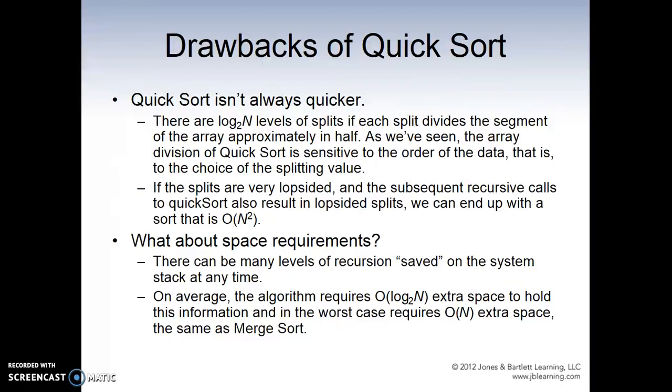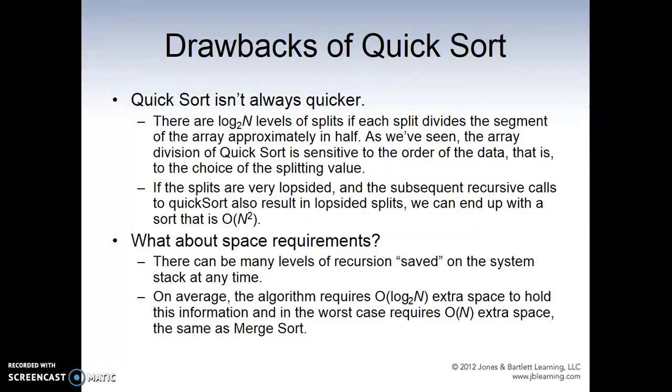So, drawbacks of QuickSort. We can see it's not always quicker. The log n levels of split happen if each split divides the segment of the array approximately in half. So as we've seen, the array division of QuickSort is sensitive to the order of the data. That is, to the choice of the splitting value. So split value is the key. If the splits are very lopsided and the subsequent recursive calls to QuickSort also result in lopsided splits, we can end up with a sort that is big O of n squared. For example, if you do a QuickSort on an already sorted list, it's going to give you big O of n squared.